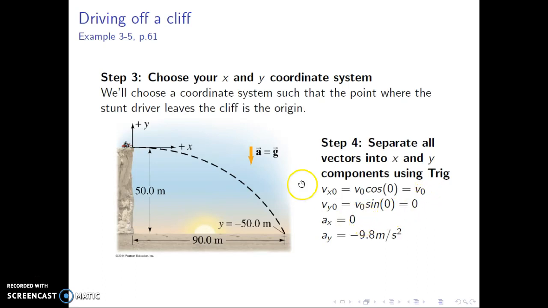Same story for the acceleration. We know that the acceleration is down, which means that there is no x component to it, so that's 0. And for the y component, it's down at a value of g, so it's negative 9.8 meters per second squared.